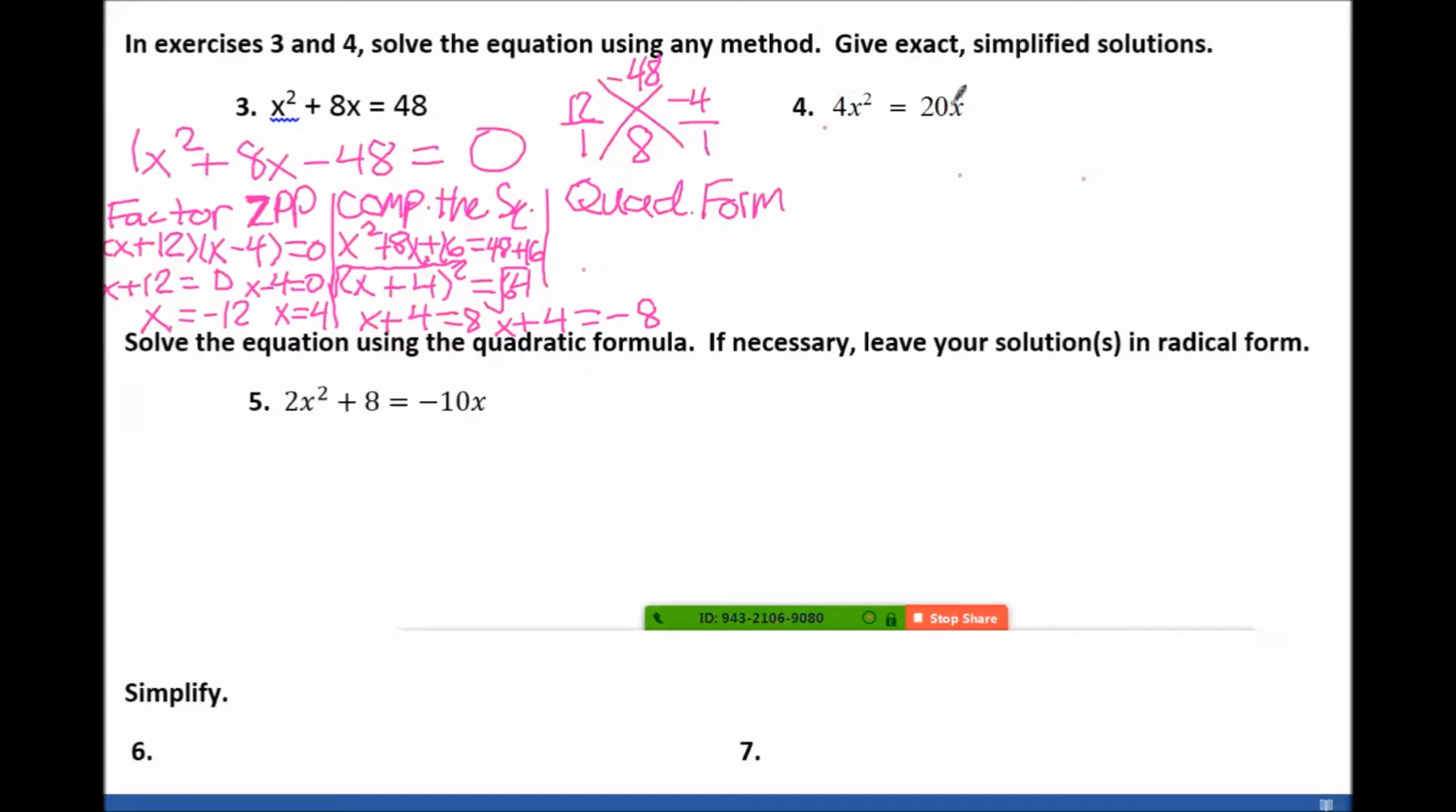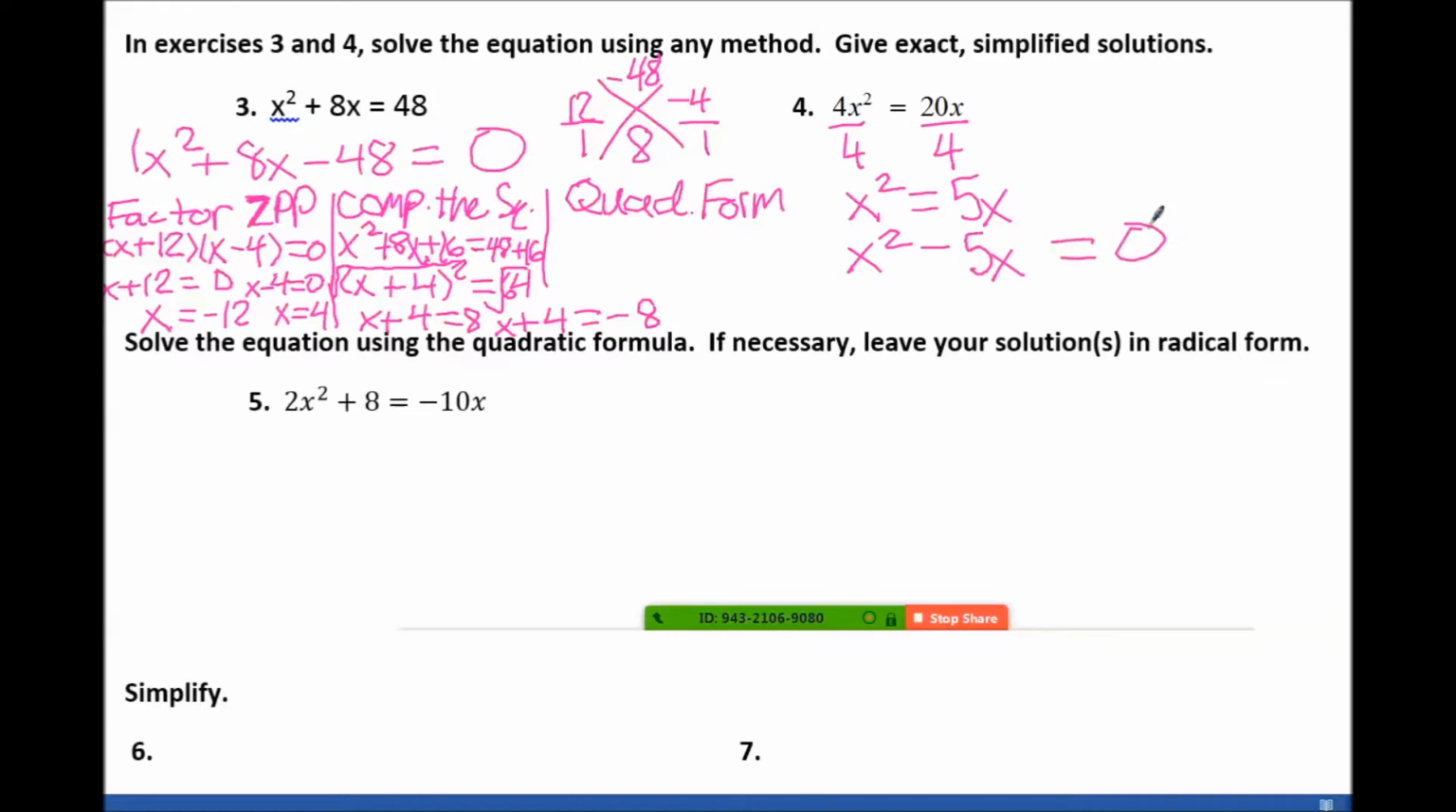Okay, 4x squared is equal to 20x. This also has an x squared and an x, so it could be another quadratic equation in disguise. But let's make it as simple as possible. Let's divide everything by 4 first. And then you get x squared equals 5x. Maybe we could turn it into a quadratic equation by moving towards ax squared plus bx plus c equals 0. So I'm going to subtract 5x from both sides. And now I have this.